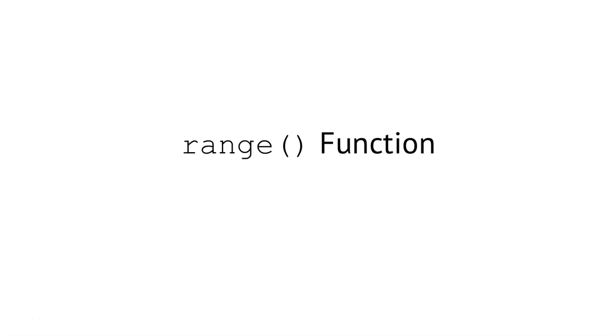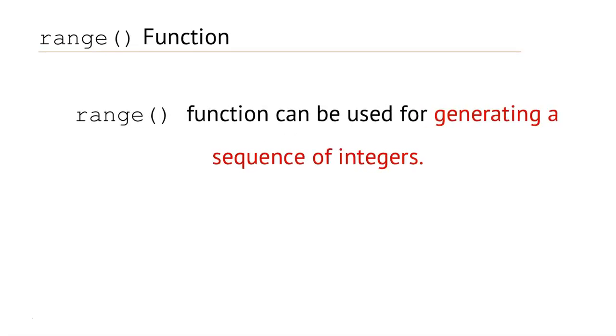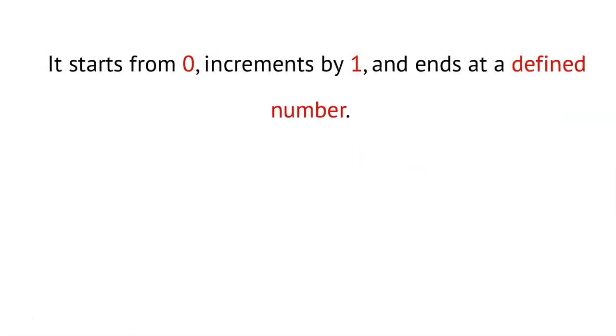So now, before understanding for and while loop, let's see range, list, and tuples in Python. First, let's see the range function in Python. Range function can be used for generating a sequence of integers. It starts from 0, increments by 1, and ends at a defined number.